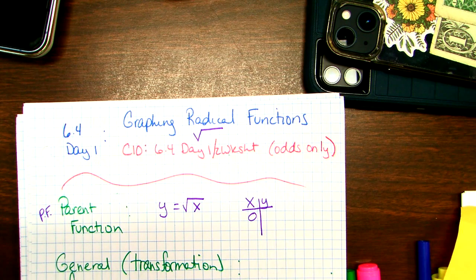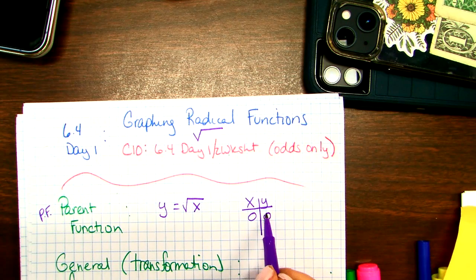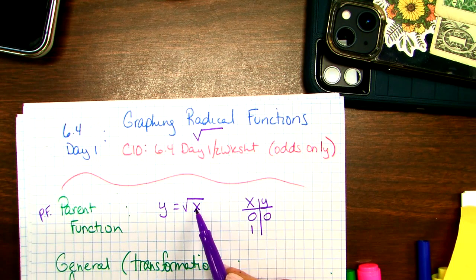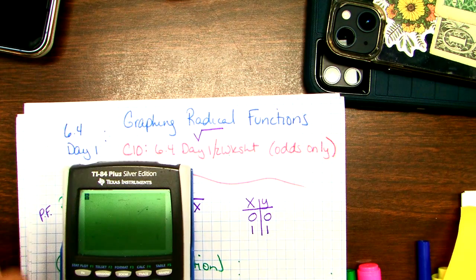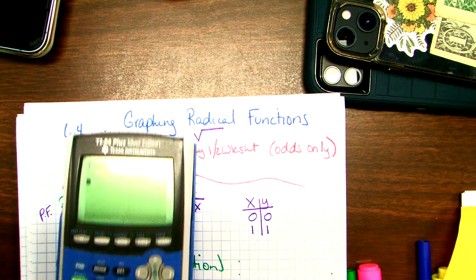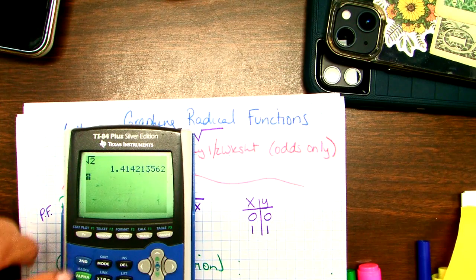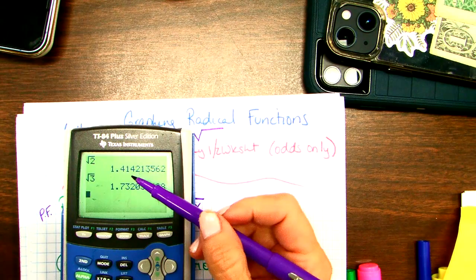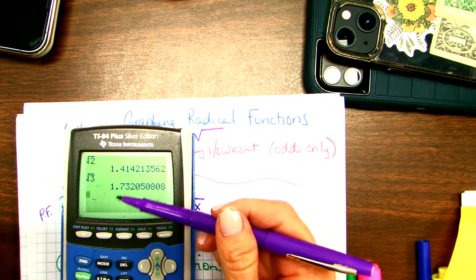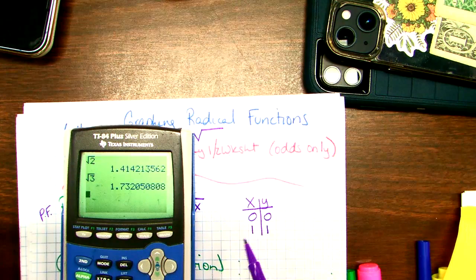So the square root of 0 is 0, okay? Another good number would be 1, right? If I plug a 1 in here, the square root of 1 is 1. Now, I can do the square root of 2. I can do the square root of 3. And those are numbers, right? Are they very fun to graph? No, they're decimals.